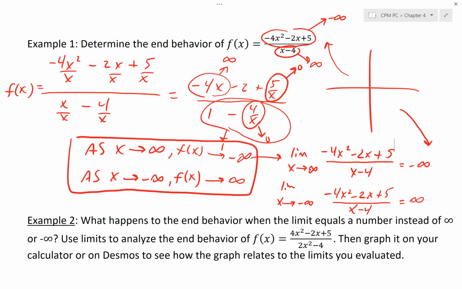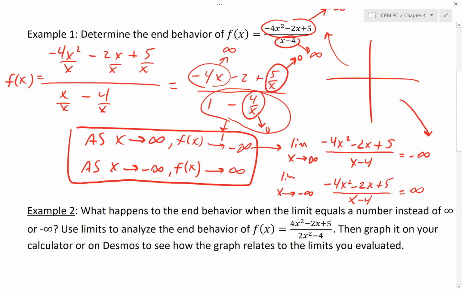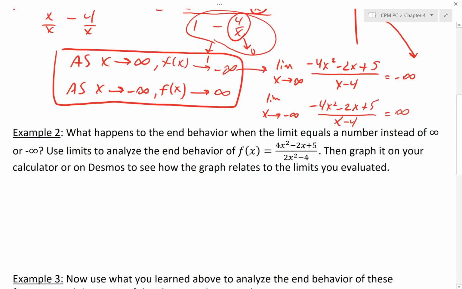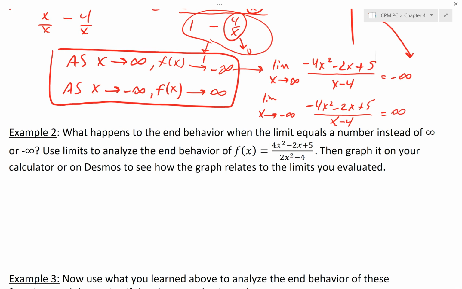Okay? So let's go ahead and look at what happens on example 2. If you read the problem there, you can tell already that something else is going to happen. Instead of approaching negative infinity or infinity, in this case it's going to approach a number. So copy that one down and then see if you can apply the limits like we did in problem 1 and see what the limit equals.